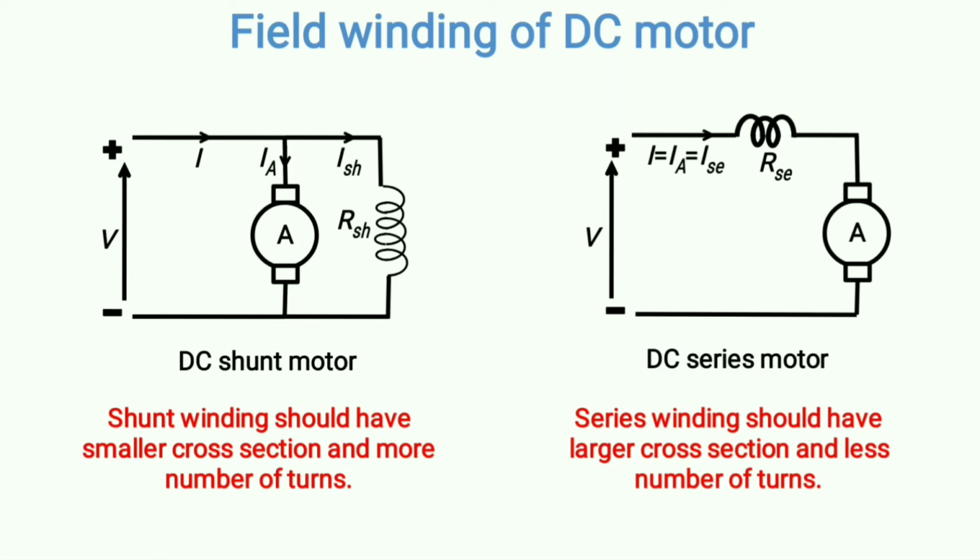And one last thing, you may also ask, what about the armature winding, right? Because armature has also one winding. There also one winding is there inside this armature or inside the motor. So it is also very simple. See, armature winding has also a certain amount of resistance. Now you will always want that resistance to be as low as possible, right?